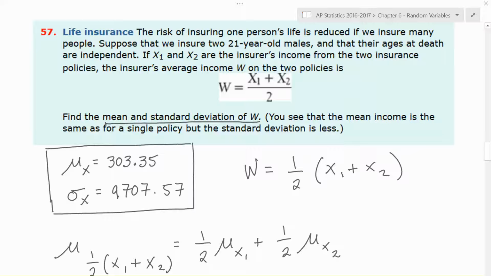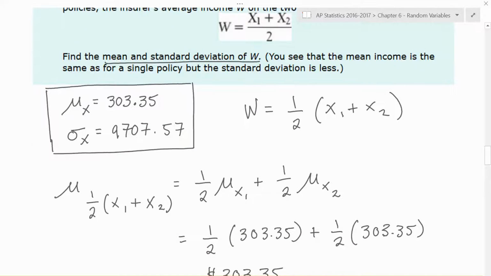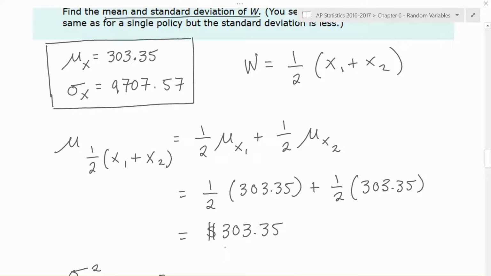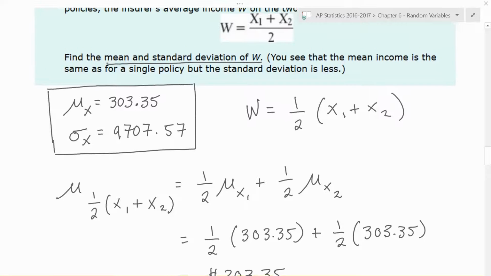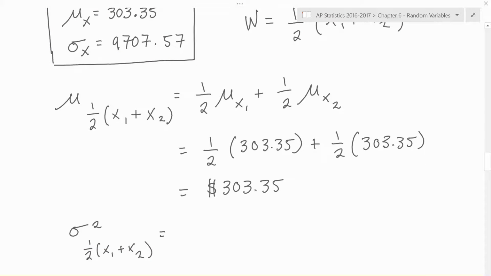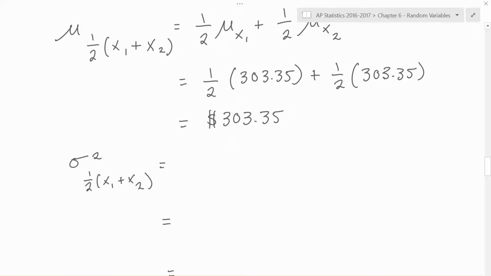of W. So finding the mean of W should be fairly straightforward, and we should be able to discover, however we do this, that the mean of (x1 plus x2) over 2 should just end up being the mean of a single policy. There's no change in that. When we get to the variance, or standard deviation I should say, it's a little more delicate.